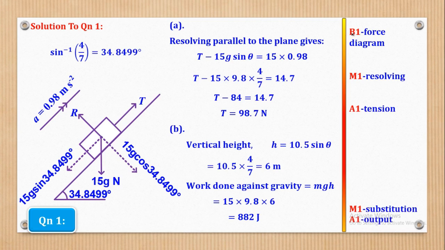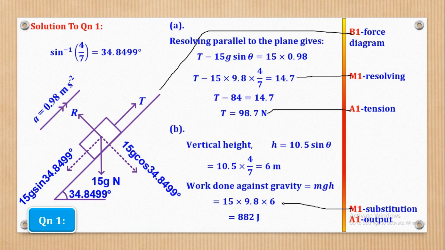So B1 is for drawing a correct force diagram, and remember, force diagrams are drawn using a ruler. Then M1 is for you to resolve and substitute, and then A1 is for getting the output, which is the tension they want.